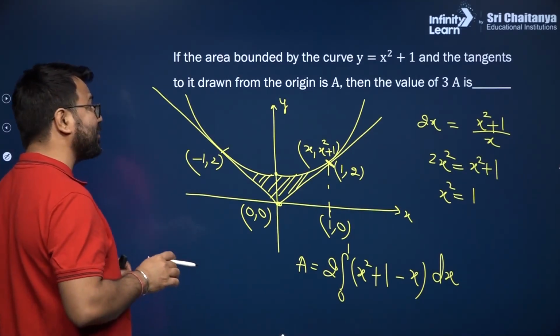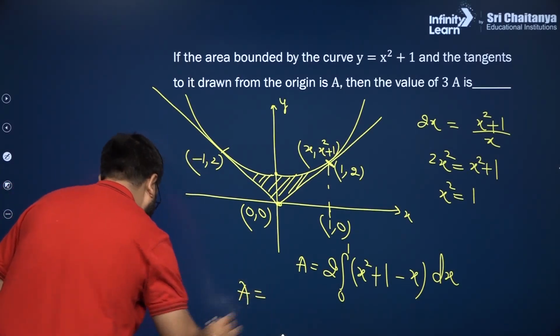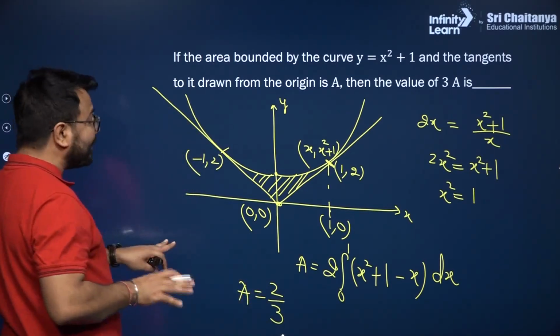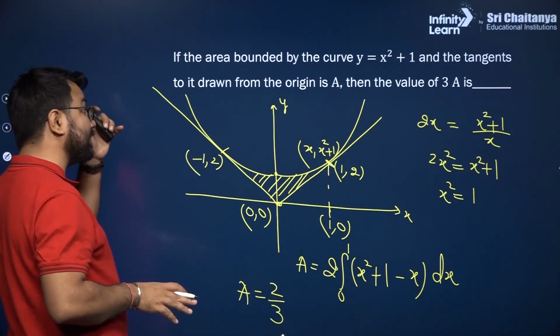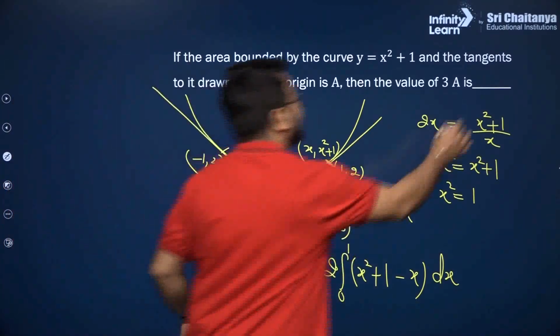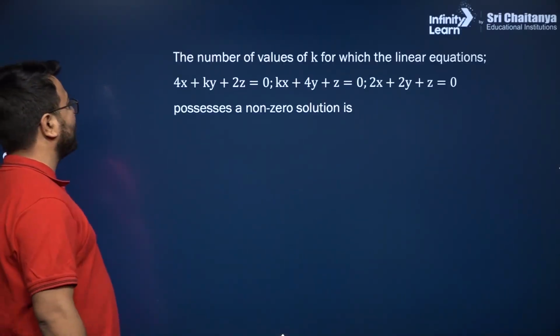They have asked me to get the area. So capital A, after simplifying it, will be equal to 2/3. But they haven't asked us the value of capital A. They have asked us the value of 3A. So I'll be multiplying this 2/3 with 3, so I will get the answer as 2 in this situation. I hope you are able to understand how to get to the answer of this question.